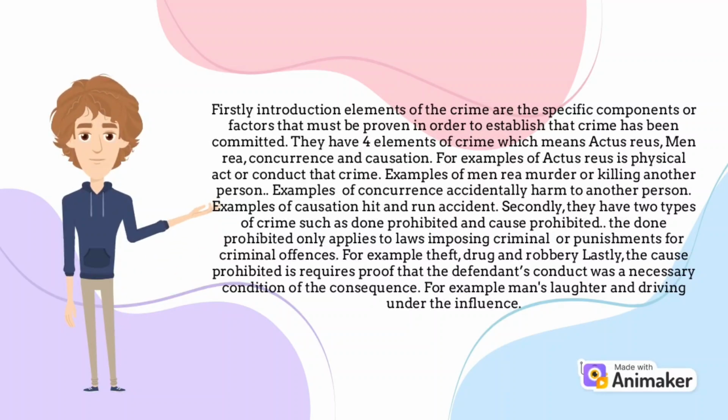Secondly, there are two types of crime, such as done prohibited and cause prohibited. The done prohibited only applies to laws imposing criminal punishments for criminal offenses. For example, theft, drug offenses and robbery. Lastly, the cause prohibited requires proof that the defendant's conduct was a necessary condition of the consequence. For example, manslaughter and driving under the influence.